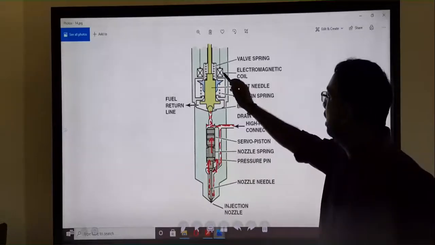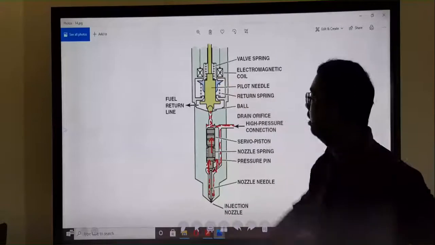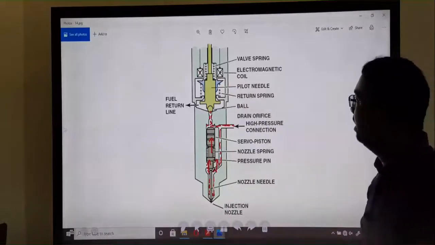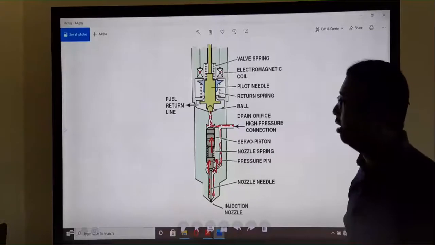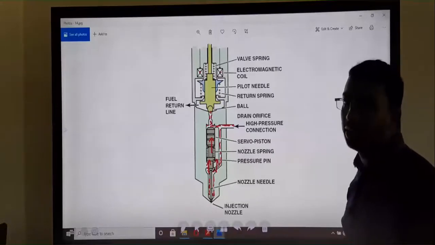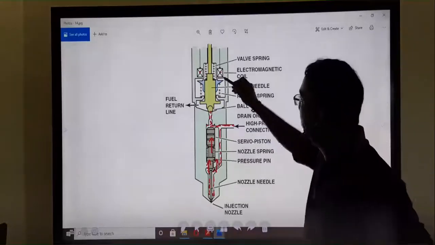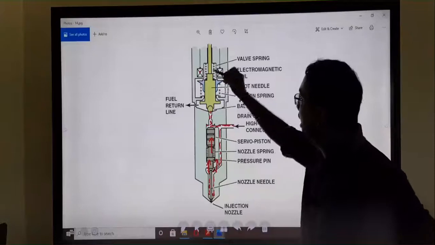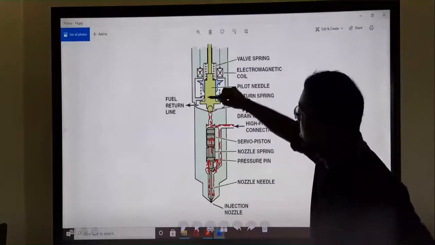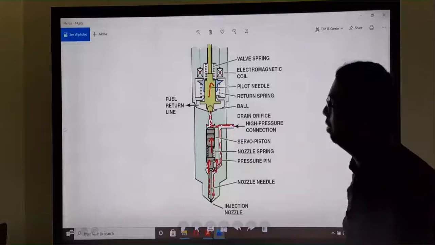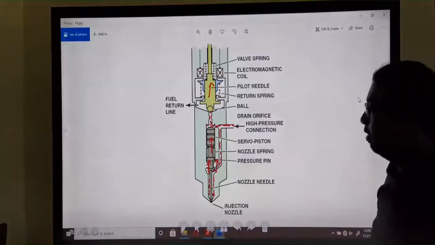This is also the electromagnetic coil. These both are. Okay, when this electromagnetic coil energizes according to the timing, what will happen? This attracts the pilot needle, so this pilot needle also moves upwards.